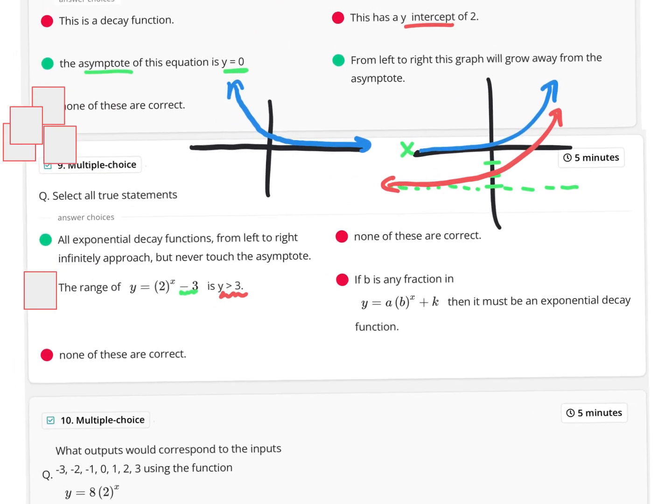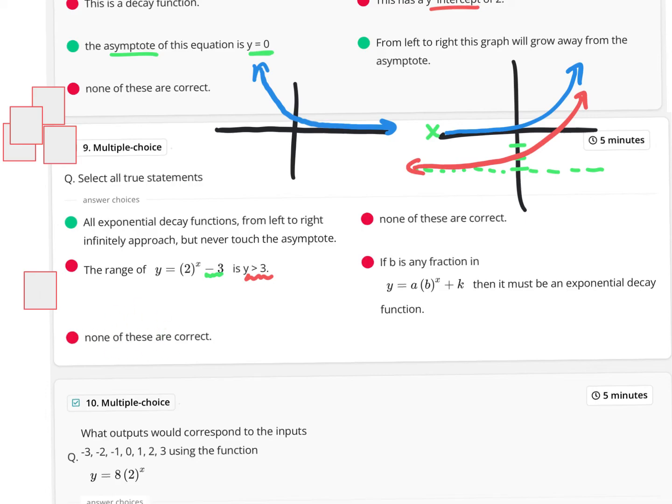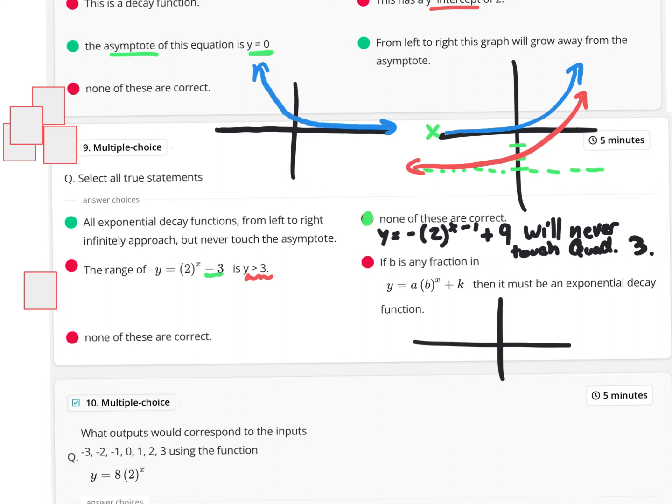I am going to change this on the actual test. Let's do this. I want to change this, none of these are correct, to this statement: y equals negative base 2 to the x minus 1 plus 9 will never touch quadrant 3. That will be a true statement. Okay, let me do a sketch of that for you. You could actually graph it on Desmos if you'd like, but we know that this is a growth function because the base is greater than 1.